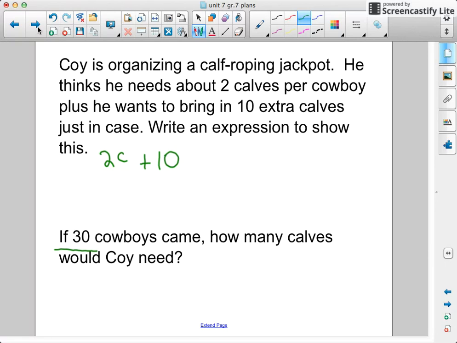Now, the question might ask you if 30 cowboys came, how many calves would Coy need? So we're going to take our expression, the 2c plus 10. c represents how many cowboys. Well, we have a value for that right now, so we're going to sub that in. We're going to go 2 times 30 plus 10. So 2 times 30 is 60 plus 10. So that would be 70 calves is how many Coy would want, just in case. Now you could do that with any value. That's the beauty of using an expression, is that it's a pattern rule that works for any number.